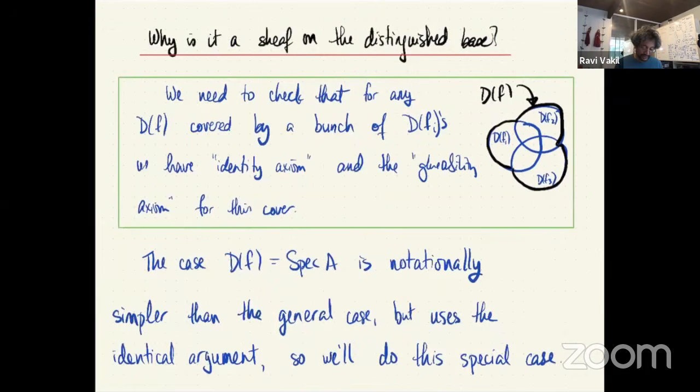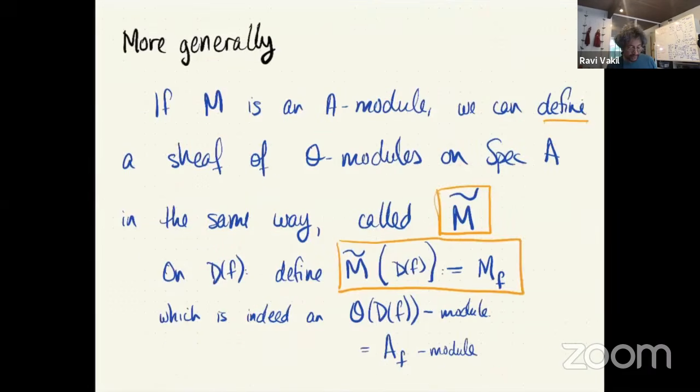And I'm going to just deal with the case where the original thing you're trying to cover is the entire scheme, just the entire spec. And that's just because it's notationally simpler, and there really is nothing extra that's hard. All the hardness is here. In fact, all the hardness is here even for something else more general.